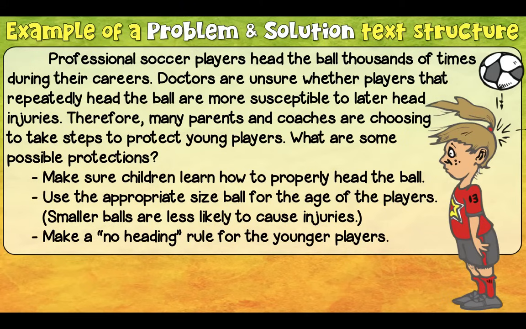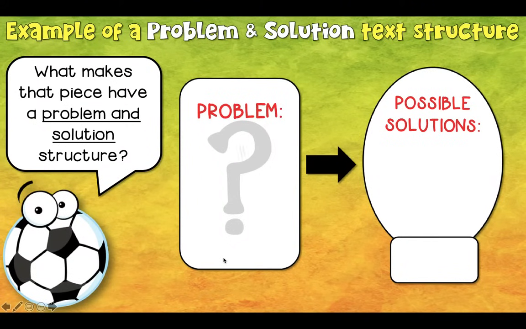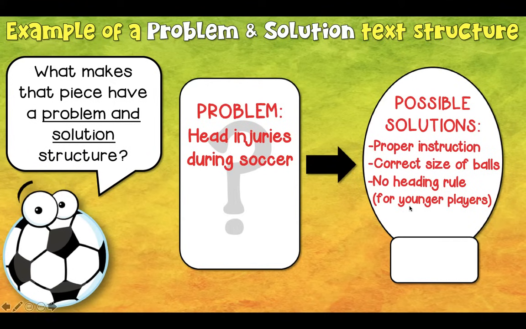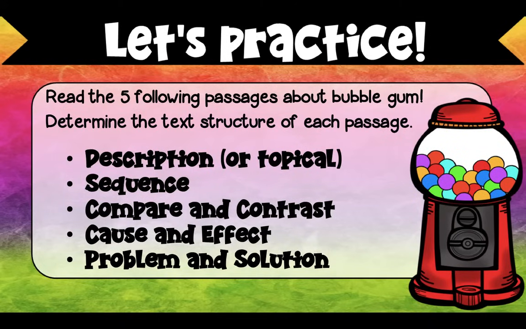What are some possible protections? So we could substitute this word protections with solutions, right? Make sure children learn how to properly head the ball, use the appropriate size ball for the age of the players, and make a no heading rule for young players. So we can see that the problem is head injuries during soccer, and the solutions are proper instruction, correct ball size, and no heading. So that shows us we had a problem-solution text structure.